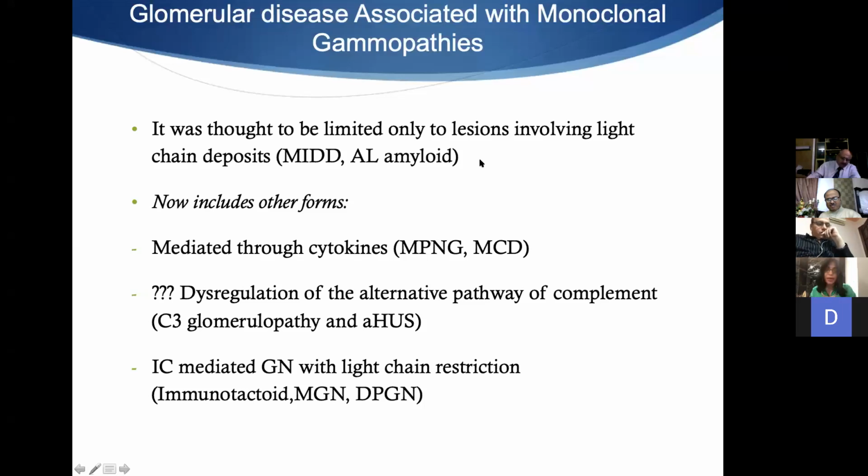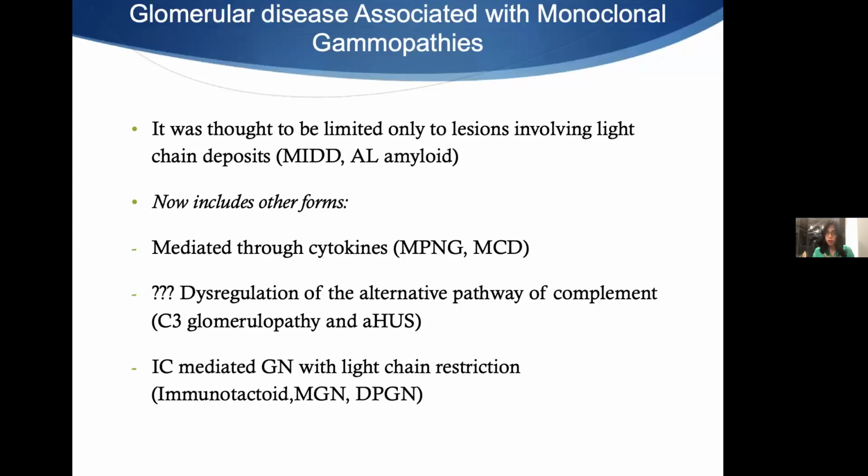Okay, so let's continue. Glomerular disease associated with monoclonal gammopathies. Now, this entity was thought to be limited only to lesions which involve light chain deposits, which is what we basically discussed now, which is monoclonal immunoglobulin deposition disease and AL amyloidosis. However, recently it includes other forms of glomerulonephritis.